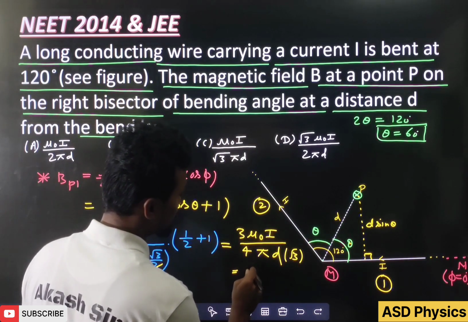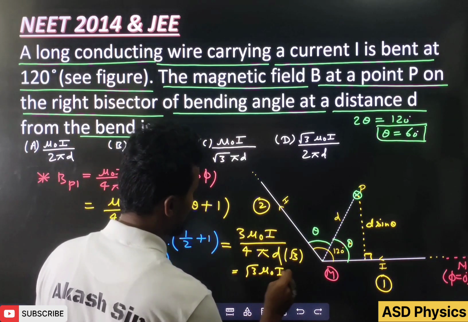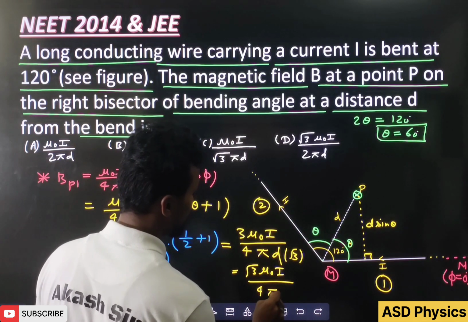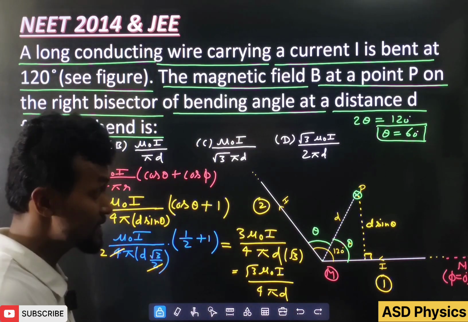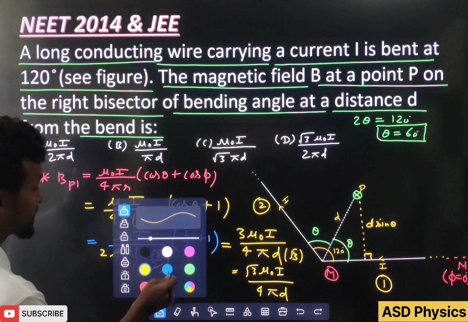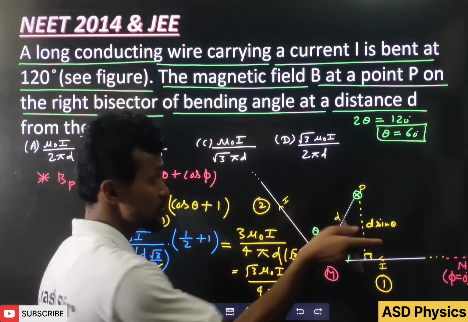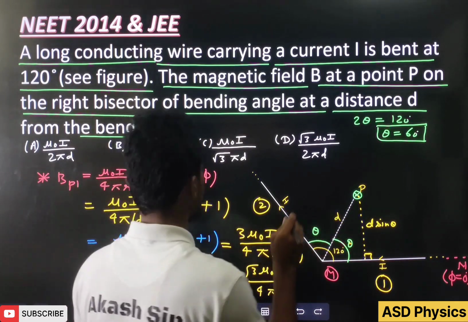This 3 by root 3 means we can write here, root 3 mu naught I by 4 pi d. This is due to one section. But if I talk about the second section also, the same story will be there. So what will happen right here?